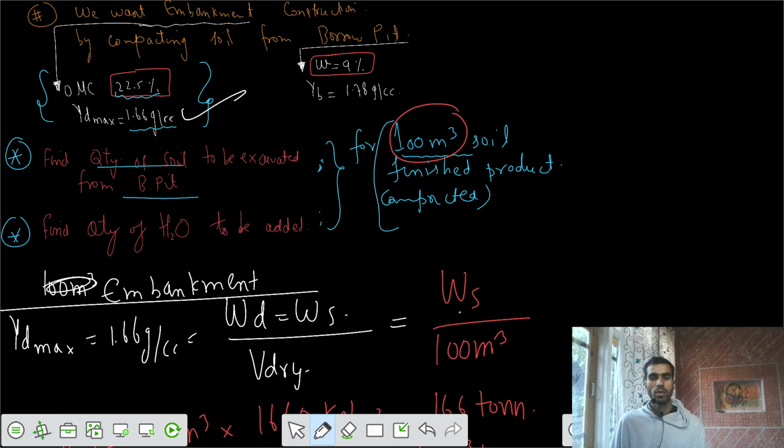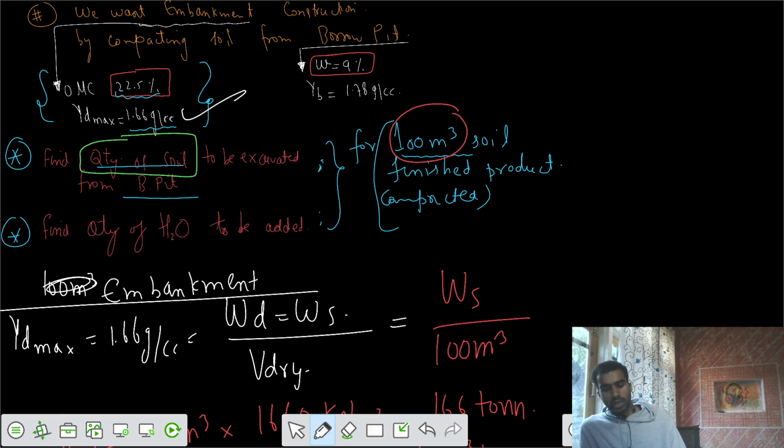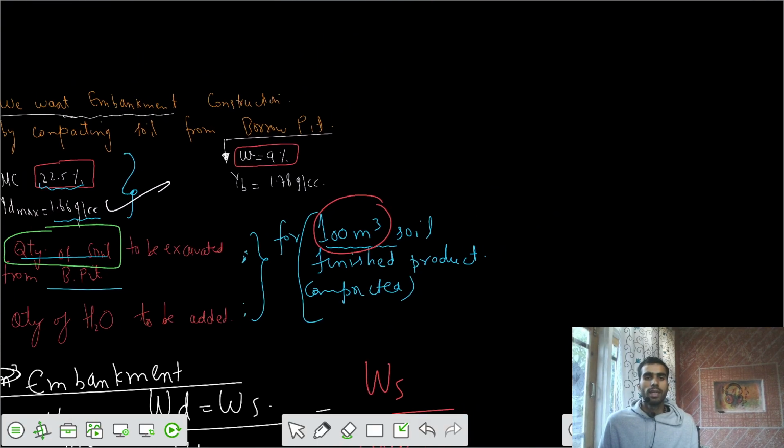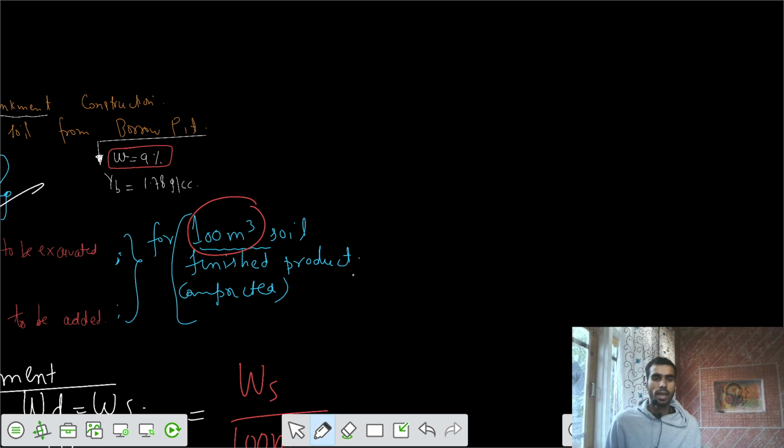I have to solve for the quantity of soil. I can either solve in terms of volume, or I can also solve in terms of the weight of soil required. Let's go in terms of meter cube. Let's find the quantity of soil in terms of meter cube. So is there any data for your borrow pit? The borrow pit has a bulk density. This is for the borrow pit.